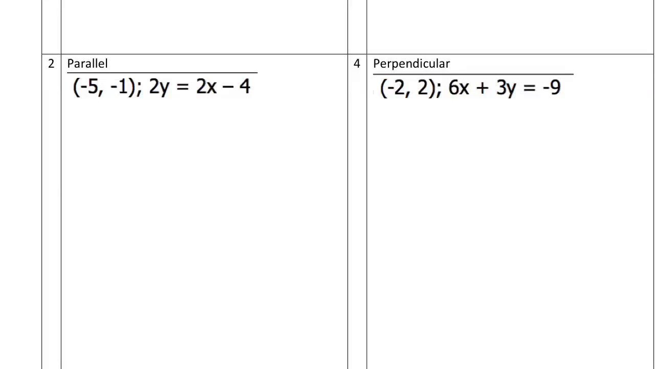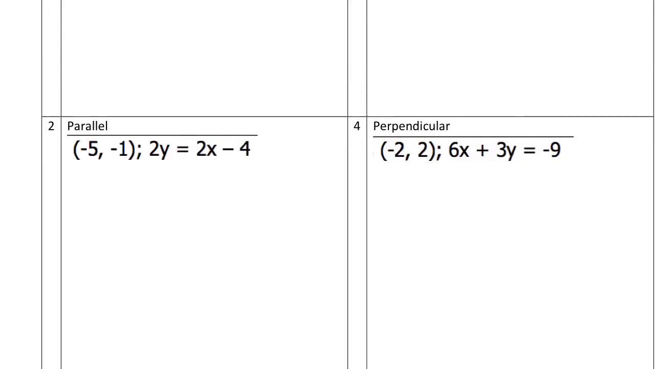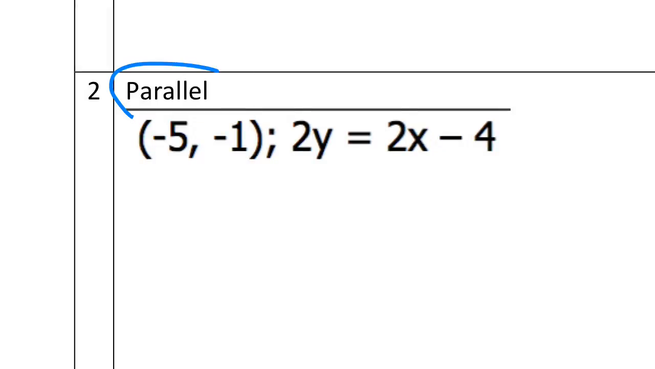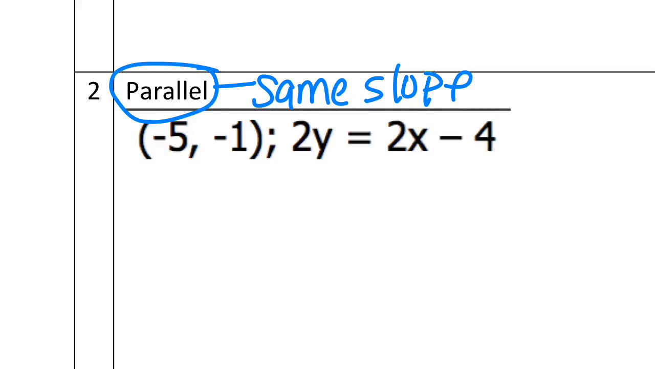Hey children, so I'm going to help you with problem 2 of your homework, which is writing a line that is parallel to the given line and goes through the point -5, -1. I know when they tell me that a line is parallel, that means that they have the same slope. Which means my line that we're going to create should have the same slope as this line.